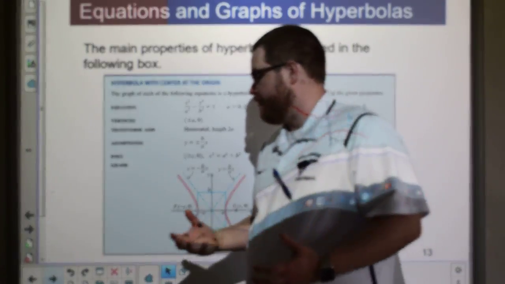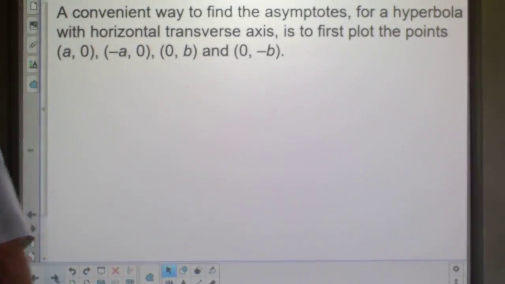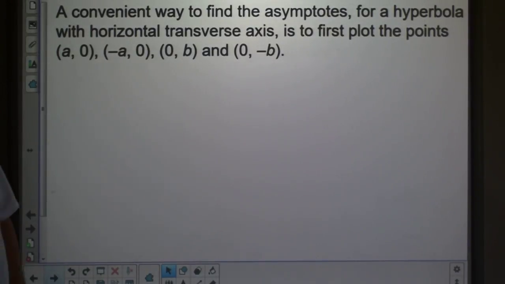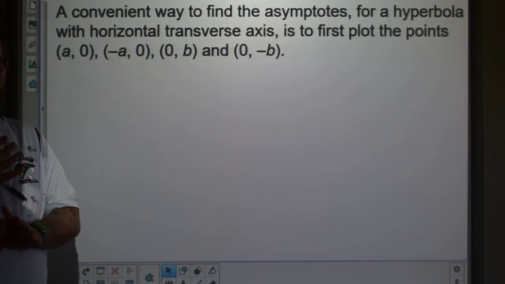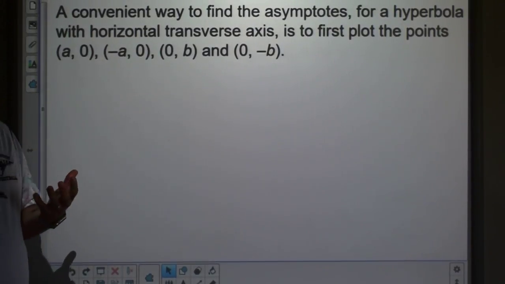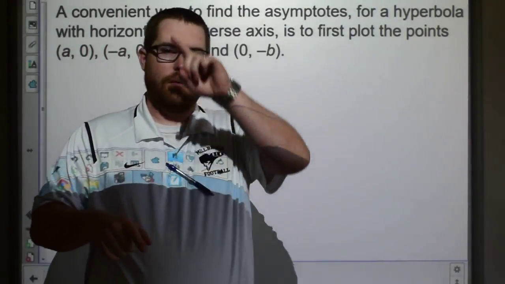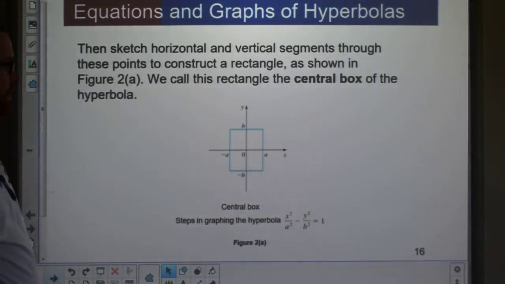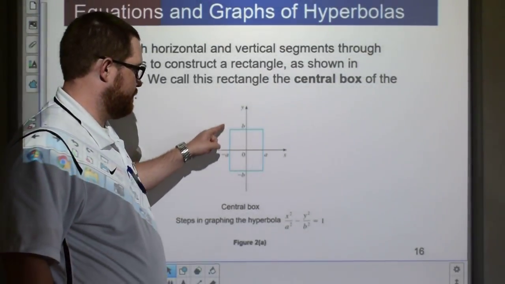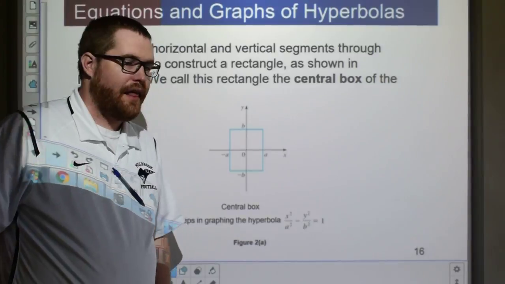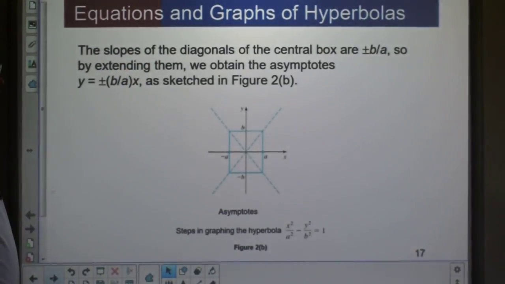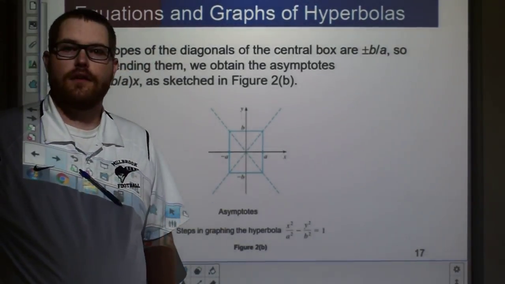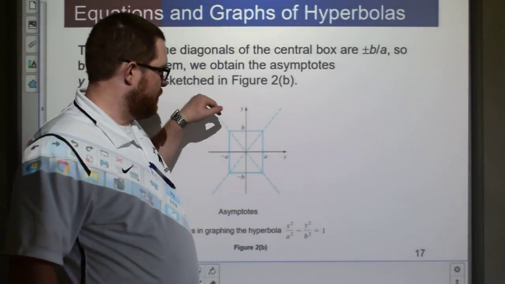Let's show you how to graph this thing. The first thing we're going to do is find the 4 points. Just like we did for an ellipse, we have 4 points. And then we made a circle or made an oval for an ellipse. But for this one, instead of making an oval from those 4 points, we're going to make a box. And then we're going to draw diagonals in that box. Those are going to be your asymptotes, so through the corners of the box.